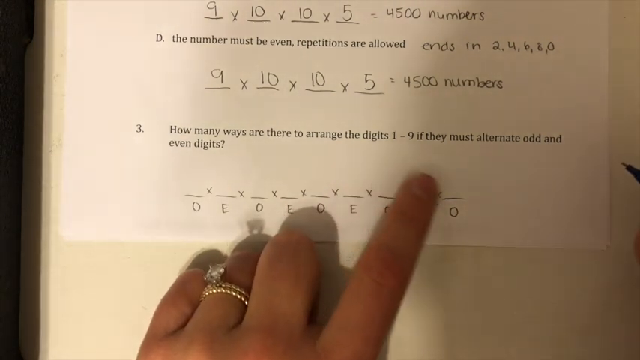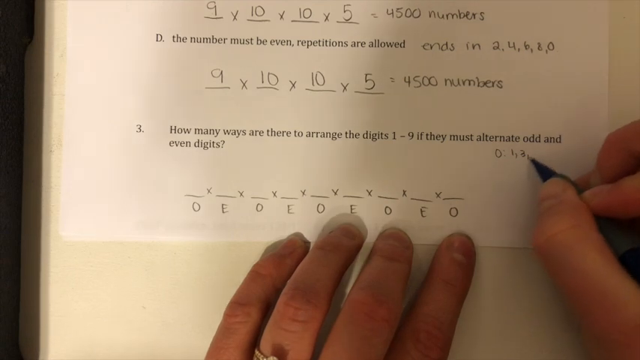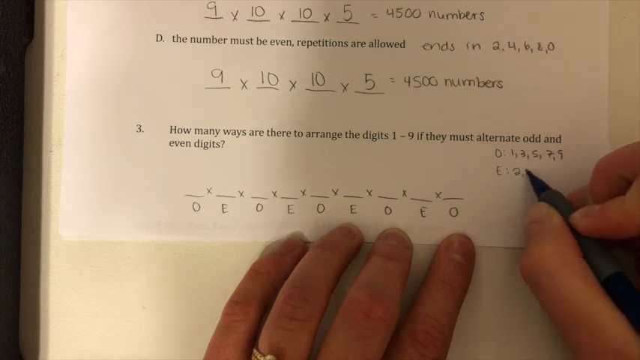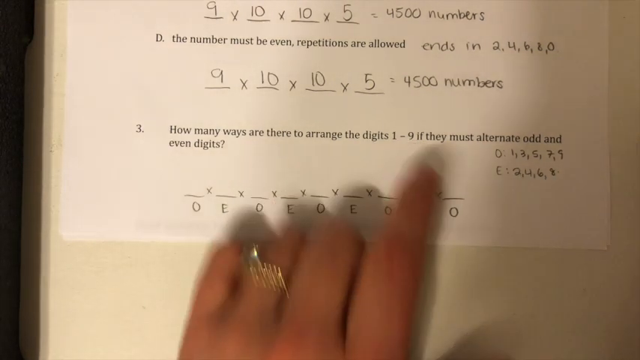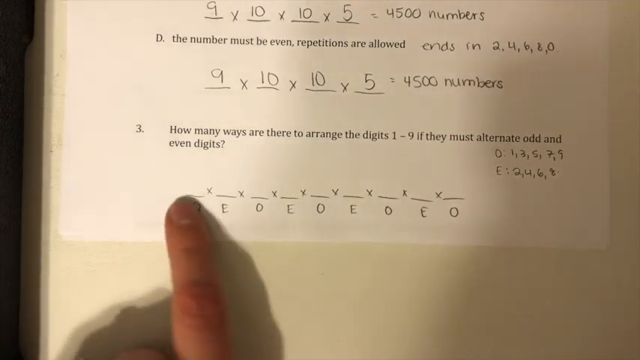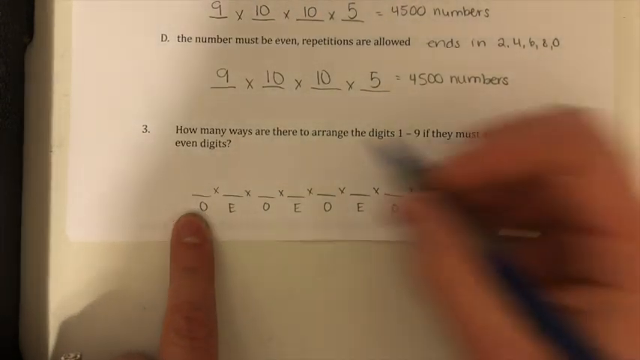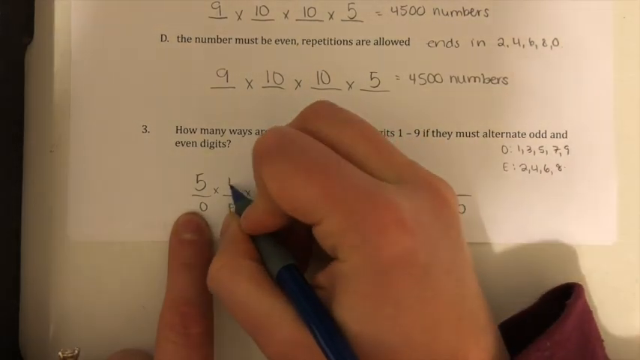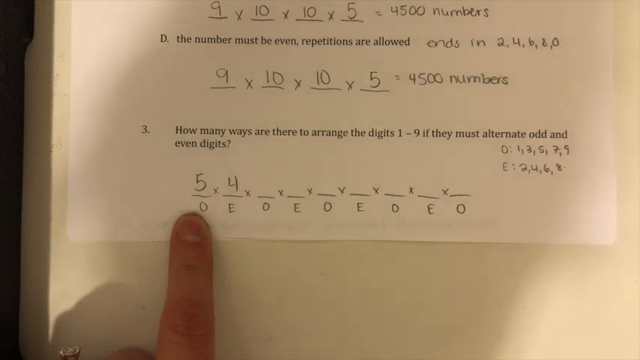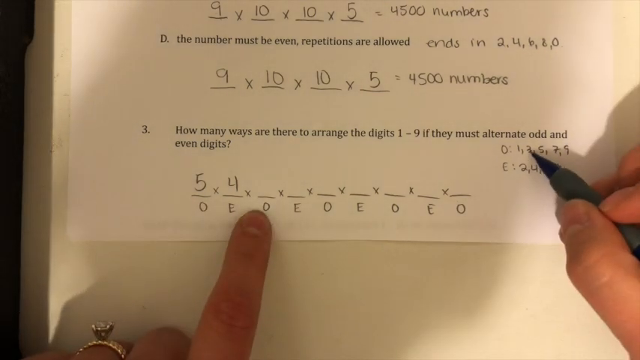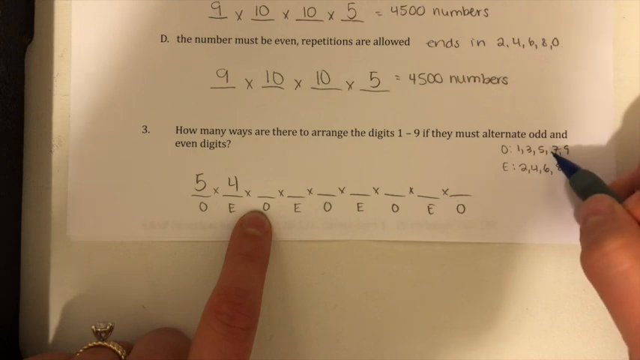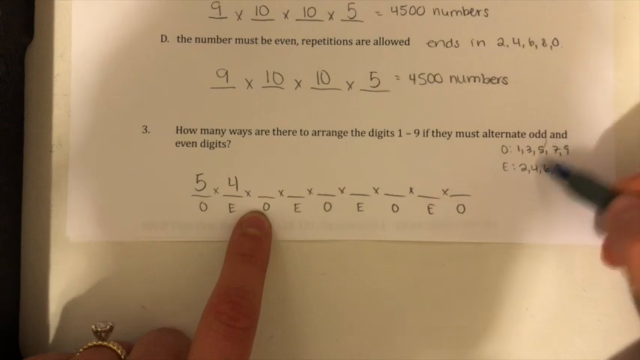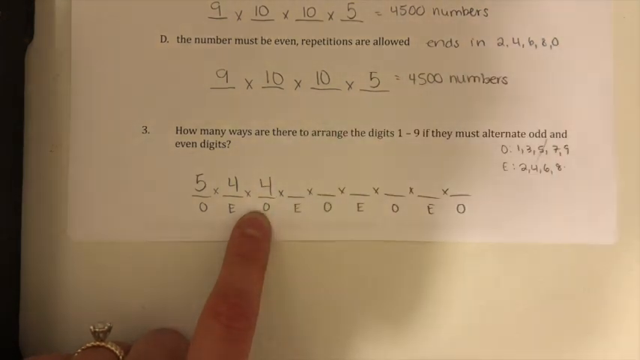Okay, so the odd digits are 1, 3, 5, 7, and 9. The even digits are 2, 4, 6, and 8, right? So we're not doing 0 here. So if I look at my first odd digit, I have 5 different options. If I look at my first even digit, I have 4 different options. And then if I go back to odd, one of these 5 numbers would have had to be picked, so it doesn't really matter which one. So let's say the 5 was picked. So now there's only 4 options.